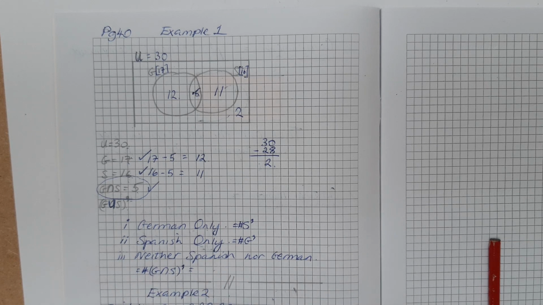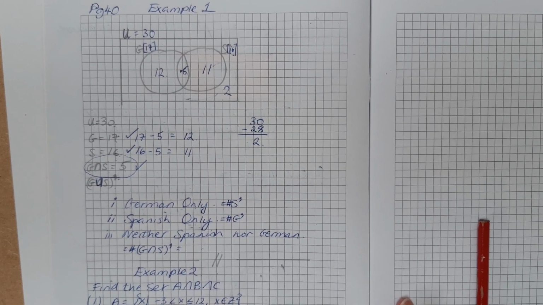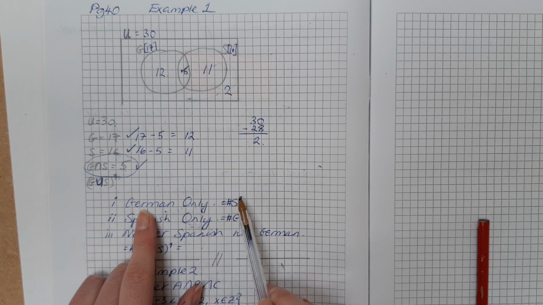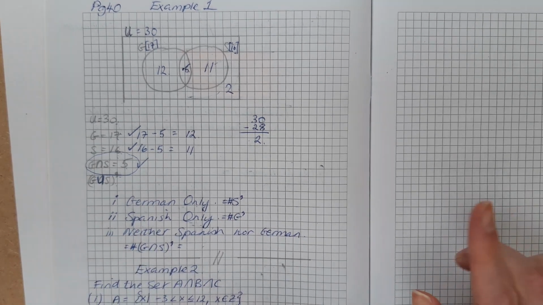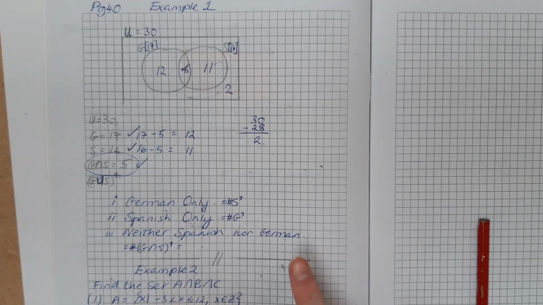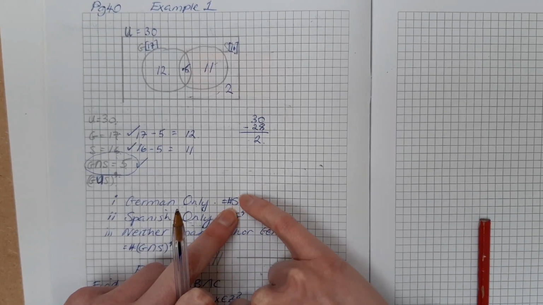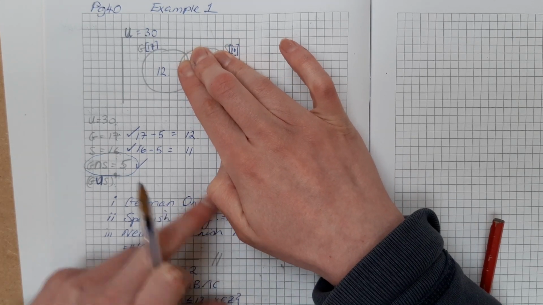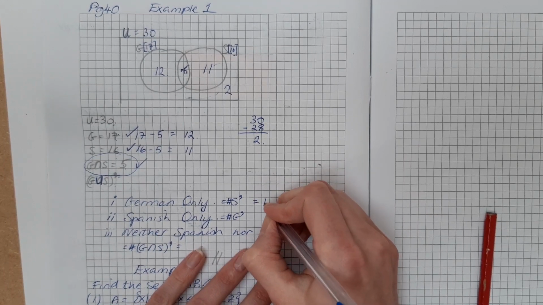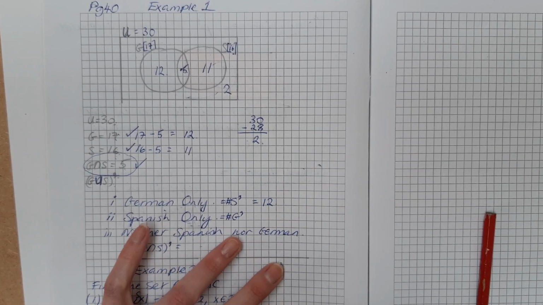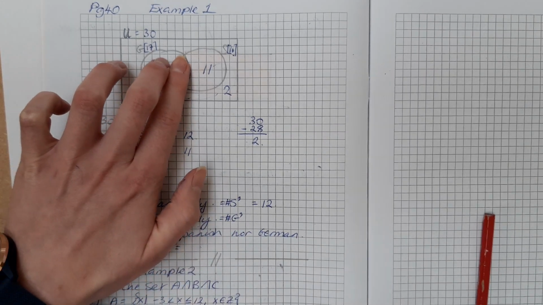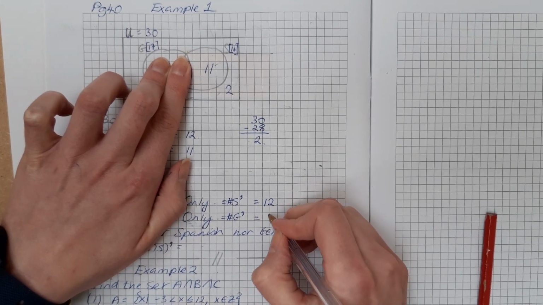And I'm going to use notation in this just to help you along with it. So German only. In notation, that would be the cardinal number of Spanish complement. So German only, I was talking about that 12, but it could be written as the cardinal number of Spanish complement. Complement means take it out or cover everything in Spanish. German only is 12. If they do Spanish only, that means it's the cardinal number of German complement. So take out the German complement and there are 11 students left.